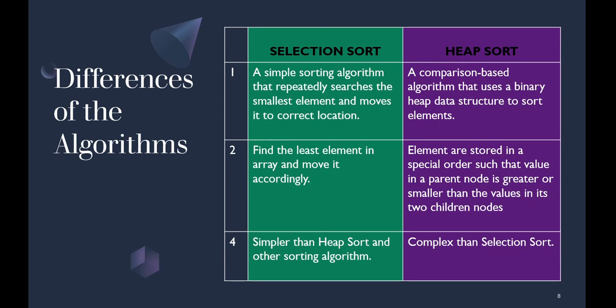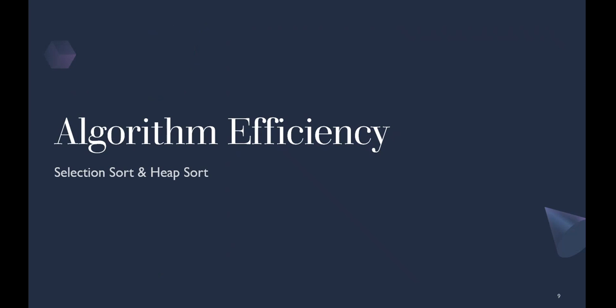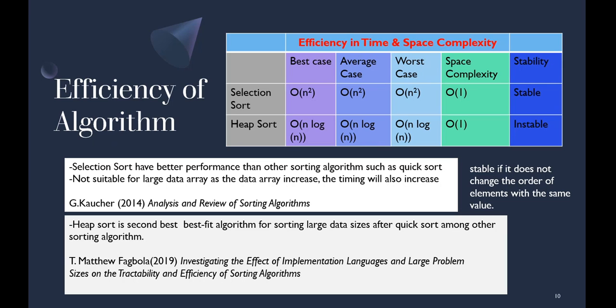Selection sort is simpler than heap sort and other sorting algorithms. It has very few steps to sort the elements, compared to heap sort, which is more complex than the selection sort. Then we go to the algorithm efficiency of selection sort and heap sort.